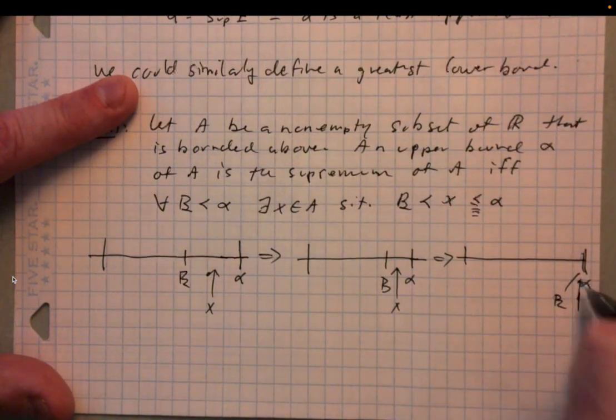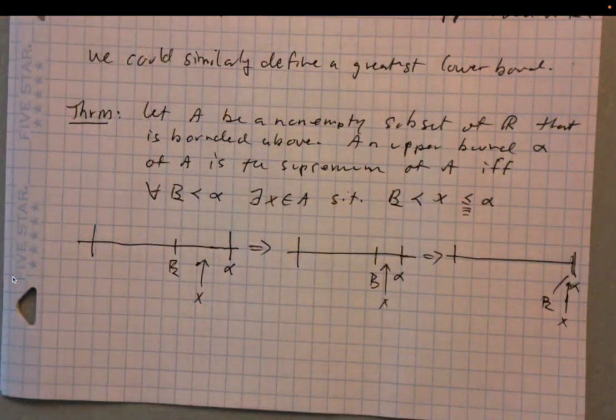Well, what this is saying is that if alpha is a least upper bound, then there's got to be some X between beta and alpha. Okay, let's prove this thing. Let's try to prove this theorem. It's actually fairly easy to prove.